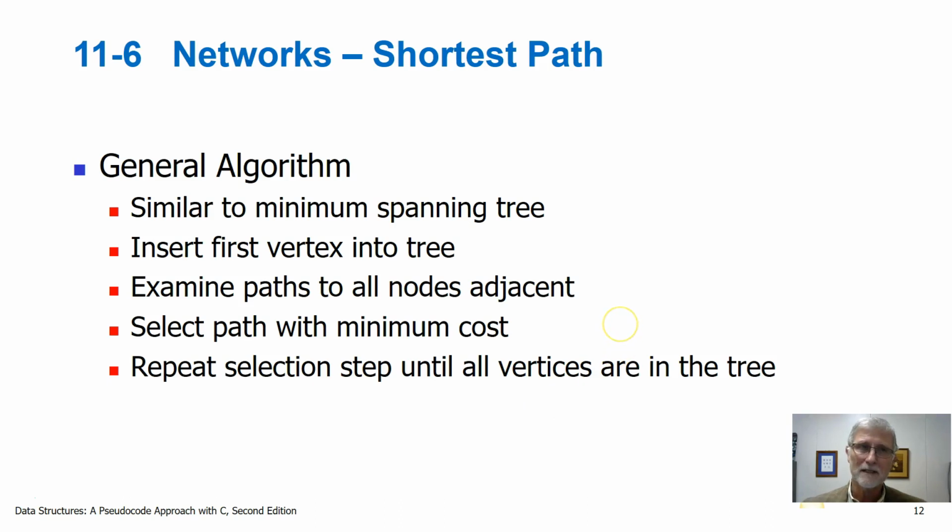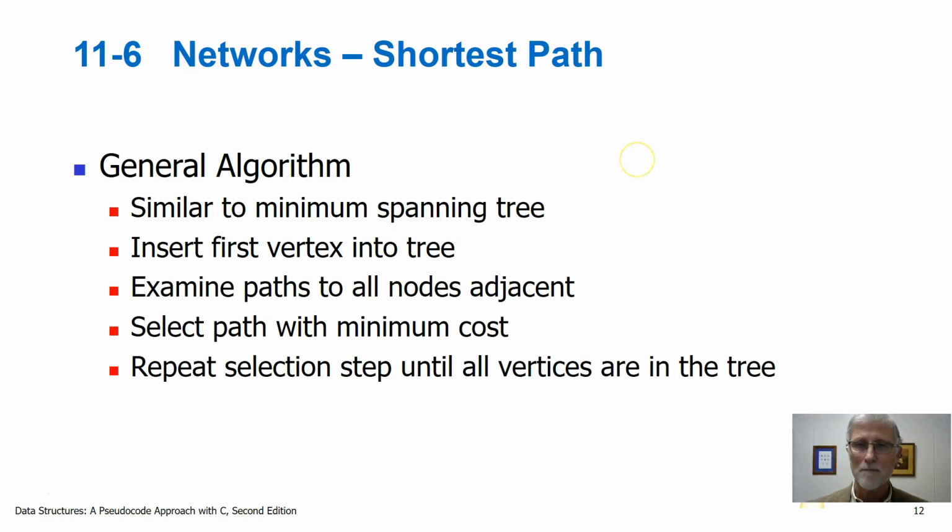So now the next one is, how about a shortest path? How do I create a structure or a data structure that guarantees me the minimum, the shortest path between any 2 nodes? So it's similar to the spanning tree. You're going to insert the first node into the tree. You're going to examine all the paths of the adjacencies, and you're going to select the minimum cost. But what you're going to do is keep doing that until every vertex is in the tree, and we have what's the cheapest cost to get to every single node.